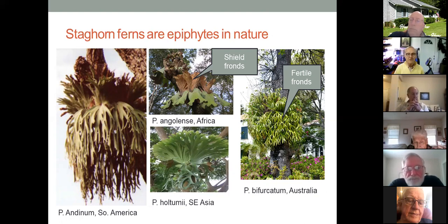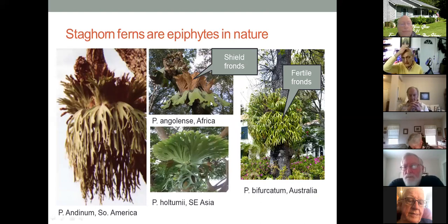All staghorns produce two kinds of fronds. These, what many people call the crown fronds or basket fronds, actually collect detritus falling from the trees, leaf litter, and it sort of forms its own soil against the tree. And then these are the fertile fronds that produce the spore patches where the spores are actually produced.